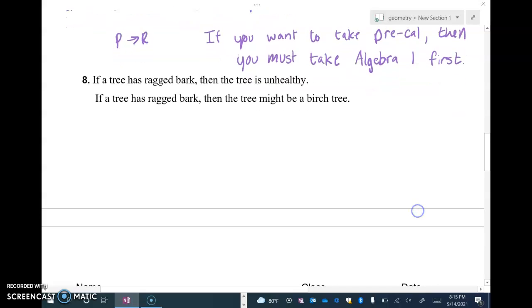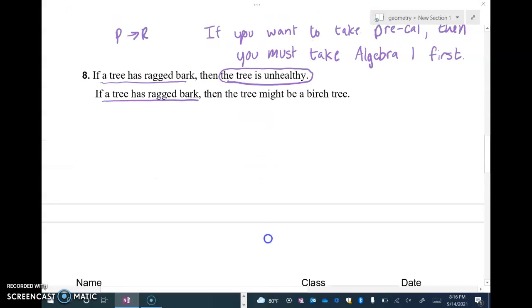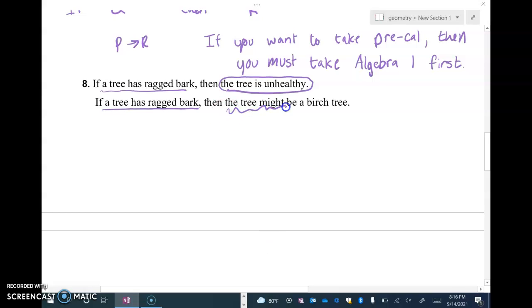Next, 8. If a tree has ragged bark, then the tree is unhealthy. So if P, if a tree has ragged bark, then Q, then the tree is unhealthy. The next one says, if a tree has ragged bark, that was our P, right? So let's give it the same underline because it's the same thing. Then the tree might be a birch tree. We haven't seen that yet here. So let's give that one the name R.